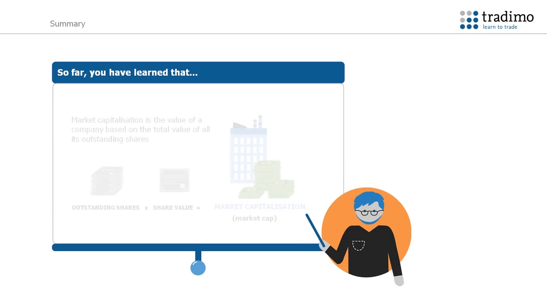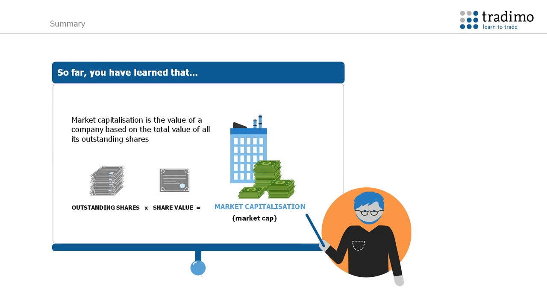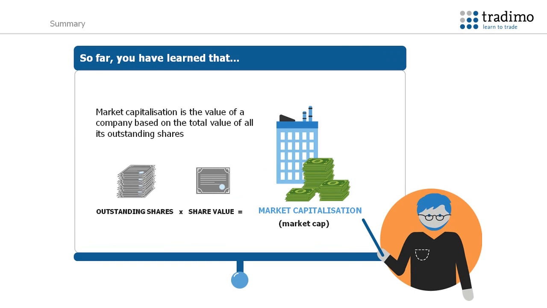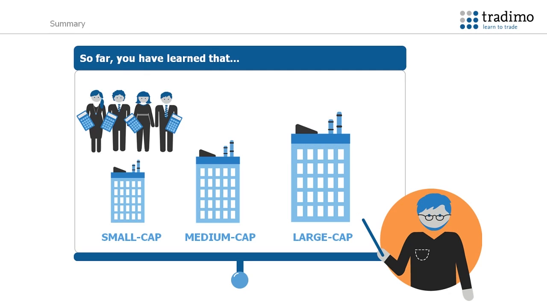In this lesson, you have learned market capitalization is the value of a company based on the total value of all its outstanding shares. It shows how much it would cost to purchase the entire company at the current share value. It is calculated by taking the outstanding shares of the company and multiplying them with the share value. There are three groups that companies are grouped into to show the market capitalization, these are small cap, mid cap, and large cap companies.